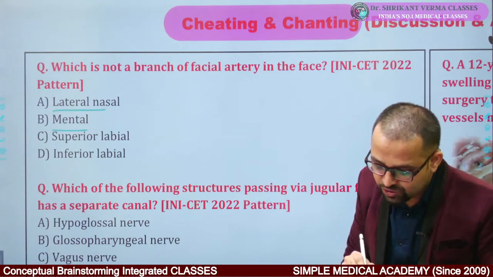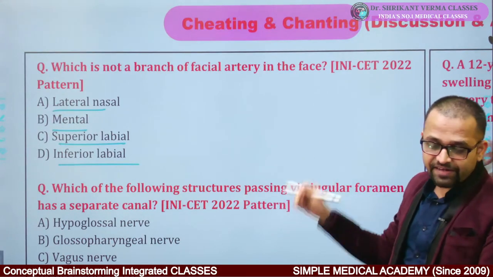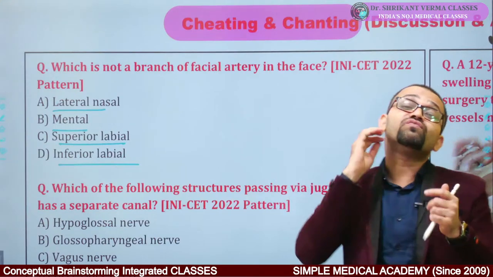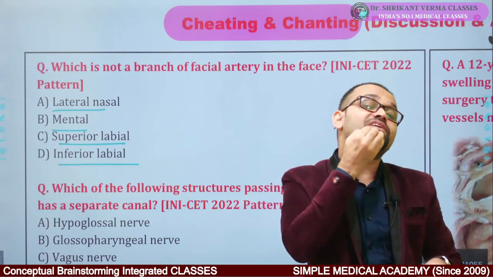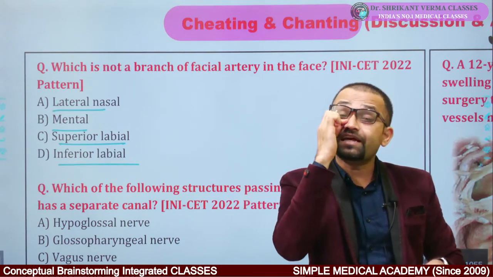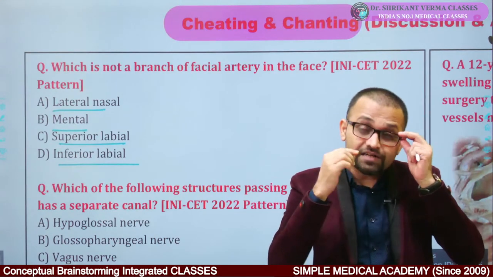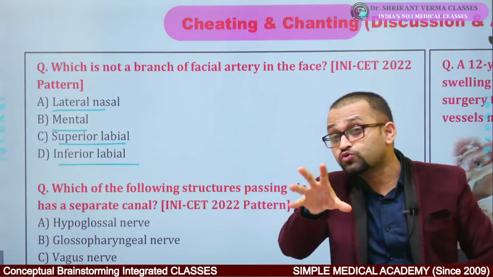Lateral nasal, mental, superior labial, inferior labial. So I need comments, which is your answer? I told you the facial artery is coming, it is giving the branch inferior labial, then superior labial, then lateral nasal, and then the angular artery. Whichever area comes, it will give a branch to it.